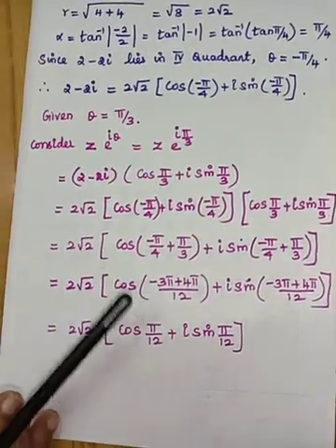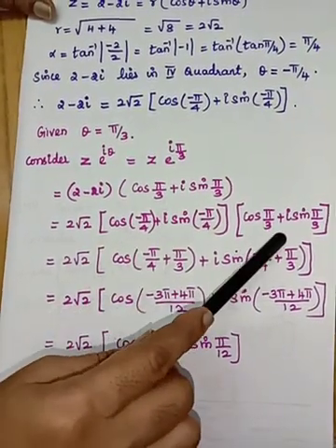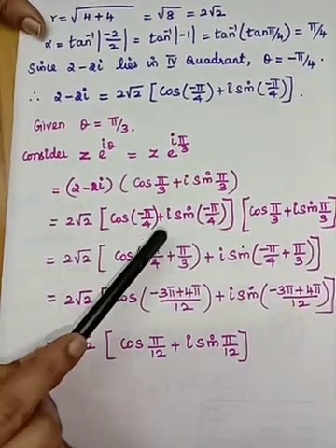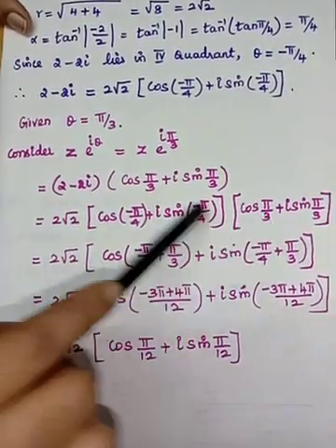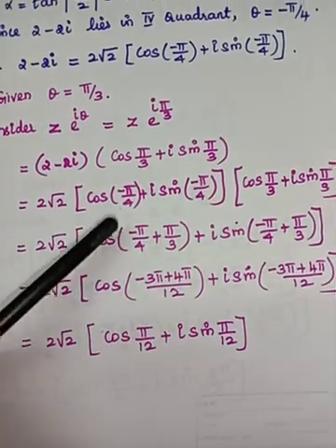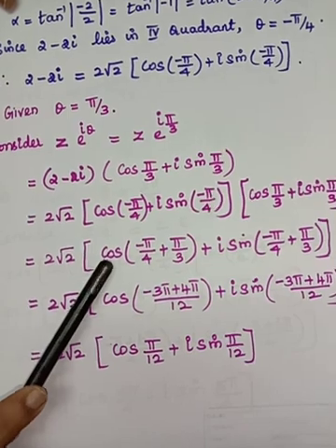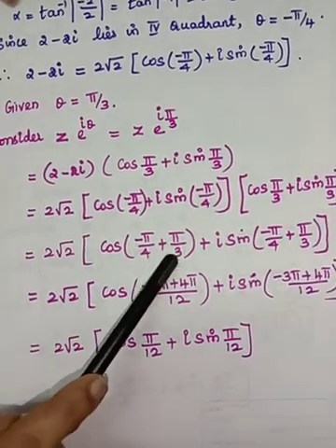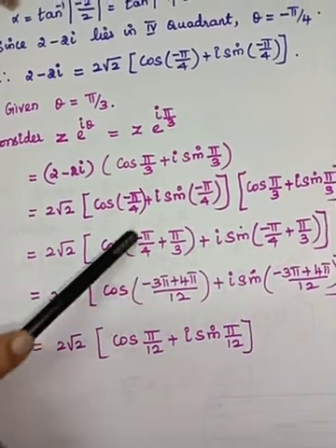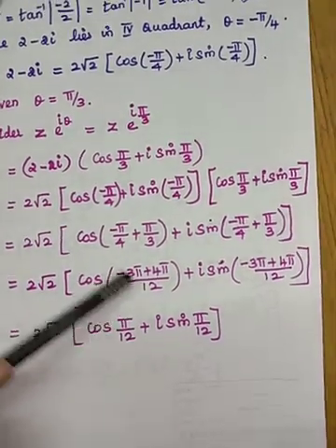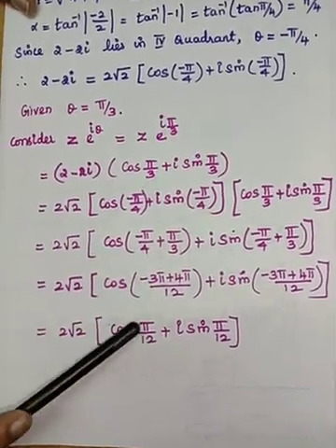Okay, see that here, both are in the form of cos theta plus i sin theta. Already we have learned the formula: if the two terms are in multiplication, how to multiply? You have to add the angles. So it will become cos of minus pi by 4 plus pi by 3 plus i sin of minus pi by 4 plus pi by 3. When you take LCM 12, it is minus 3 pi plus 4 pi by 12. So the answer is pi by 12.